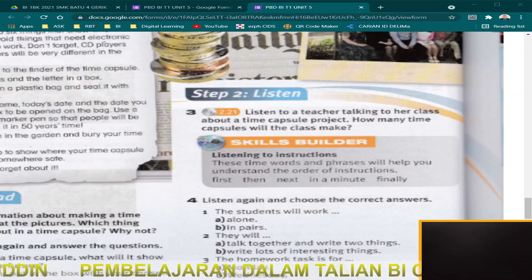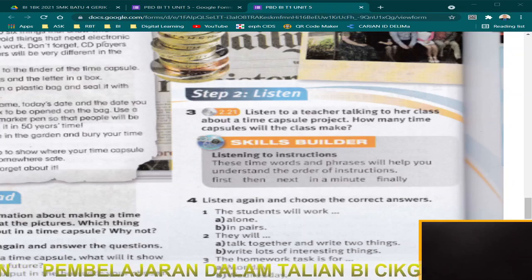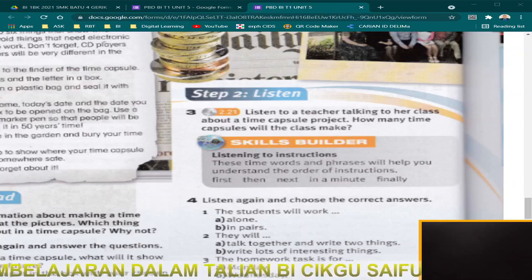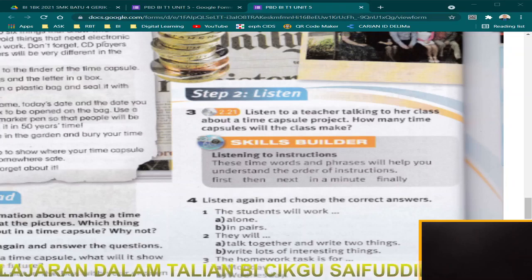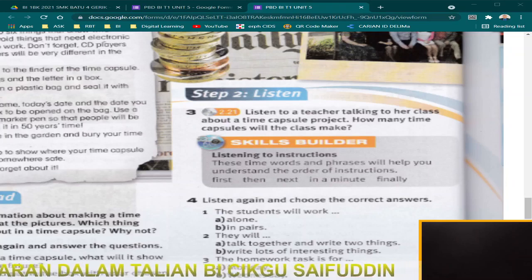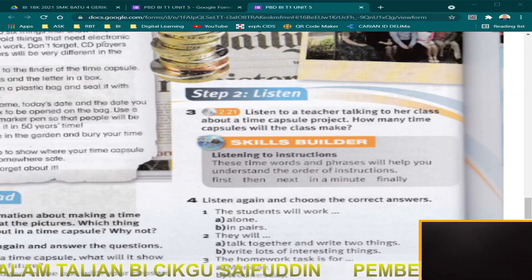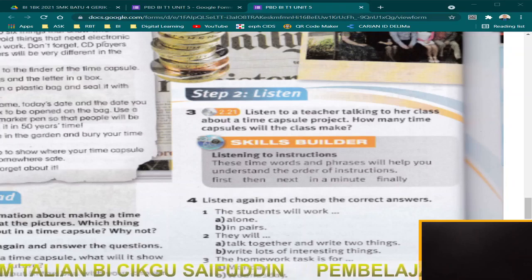Okay, thank you for the audio. So, how many time capsules will the class make? Berapa kali kita perlu buat capsule? If you listen carefully, actually, they only have to make one capsule. Hanya satu sahaja.